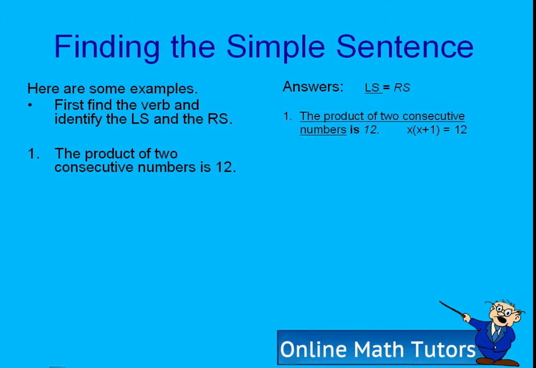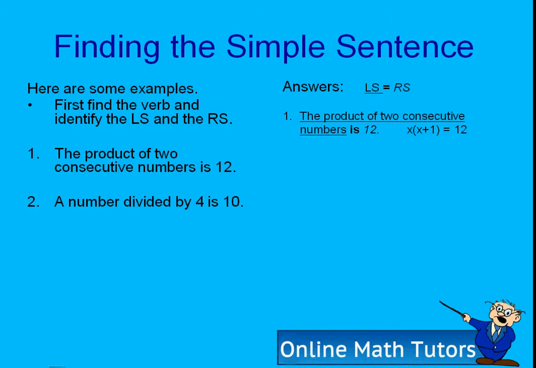Everything that comes after the verb will be the right side of the equation. So the product of two consecutive numbers comes first. Product means multiply. So we take the two consecutive numbers, the first one is x, and the second one is x plus 1. We'll multiply them together, and that is equal to 12.